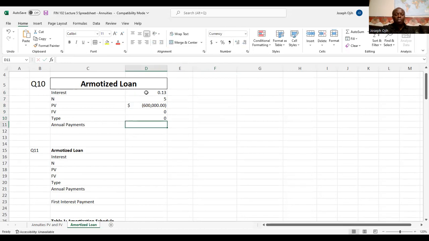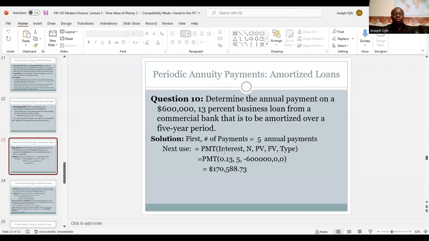So that their annual payment will now become equals. Remember to use the formula that I showed you. You can see the formula here. Payment, PMT, opening parenthesis, interest, number of periods, present value, future value, type. So you can see it here. Okay, we're ready to find the annual payments.